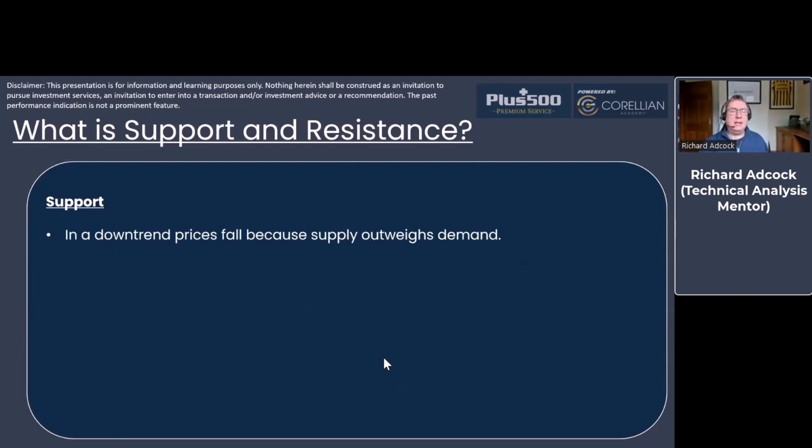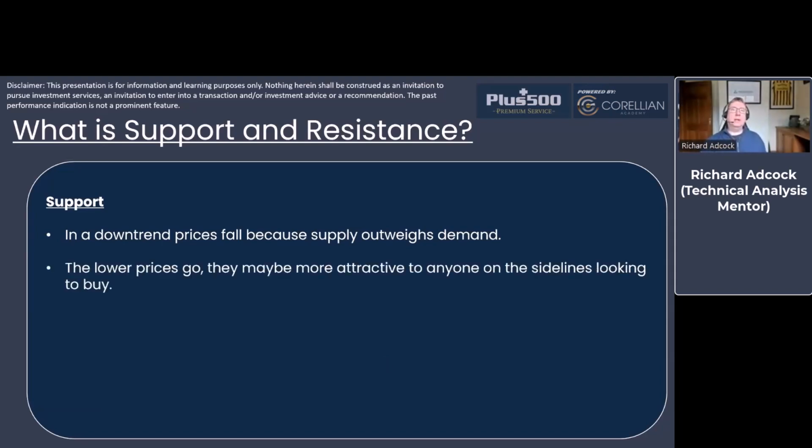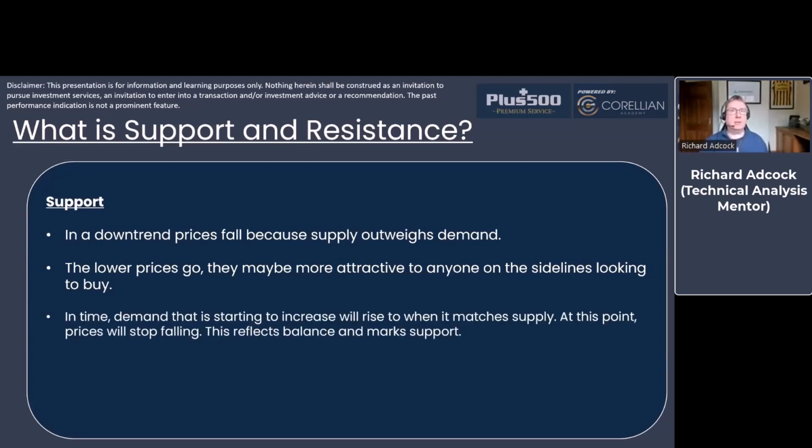Well, support is where, say, we're in a downtrend and prices are falling because supply, the selling pressure, outweighs demand, the buying support. So if there's more supply than demand, prices will fall. Now, what happens within this downtrend is that the lower the prices go, the more attractive they may become for anybody on the sidelines looking to buy that stock or asset. And so as prices fall further, they may be tempted to become more active within the market on the buy side. Now, in time, as more and more demand begins to build, that begins to match the supply, the selling pressure in the market.